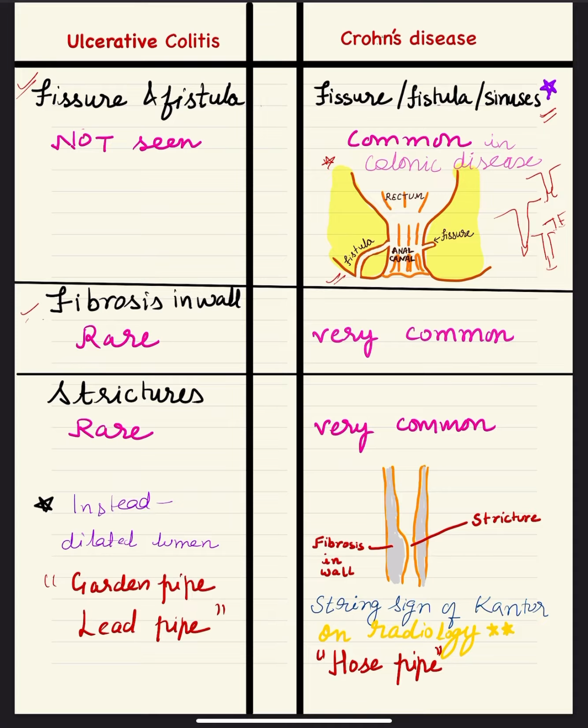Next is fibrosis. Fibrosis in the wall is very common with Crohn's disease. Again, why? Because there is transmural inflammation, and inflammation heals with fibrosis. So it is common with Crohn's disease, and it is rare in ulcerative colitis.